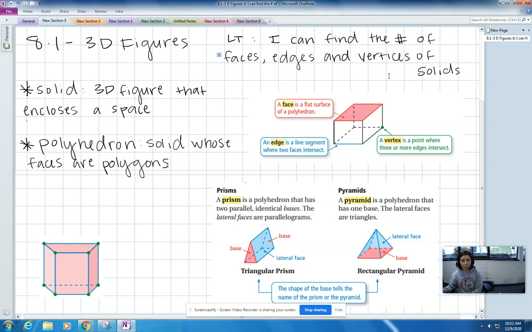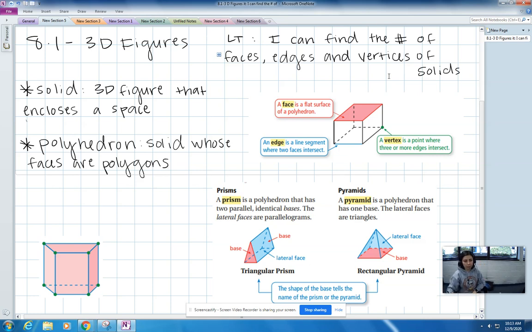And finally, we have the term vertex. A vertex is a point where three or more edges intersect. So on my cube here, we have this top edge. We have this edge over along the other side, right? They meet right there. And this edge here. So those three edges all come together at this one little point, this corner. So faces, flat surfaces, actual shapes. Edges, line segments. And a vertex, or vertices, are points.